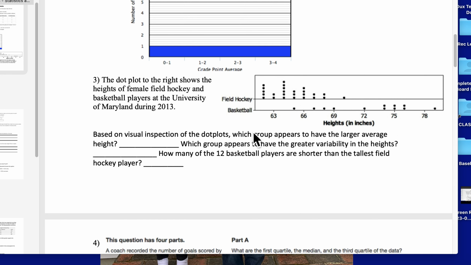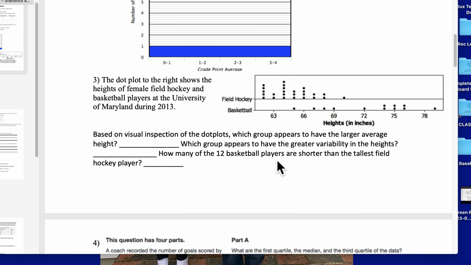So based on the dot plots, which group appears to have a larger average height? I think you definitely have to say basketball. If you average all these data points together, somewhere around here, and average these ones somewhere here, it's obviously taller for basketball. Which group has a greater variability? You might also see it termed as standard deviation. That was new last year, but it's still on the test for this year. It means similar things: how spread out is the data. All the field hockey players are kind of in this one area, whereas basketball spans a much larger area. So there's higher standard deviation, or higher variability, with basketball, same thing. So you'd say basketball for that one.